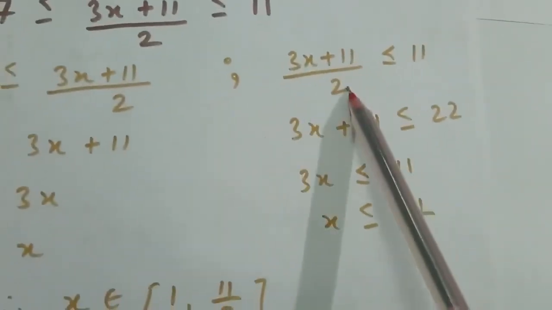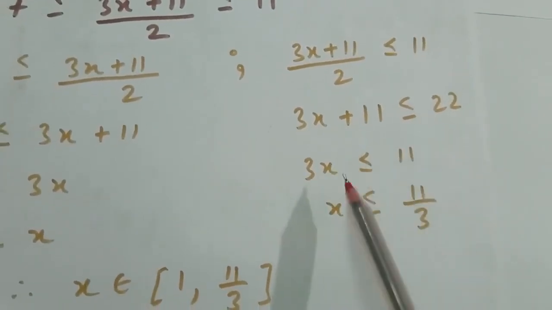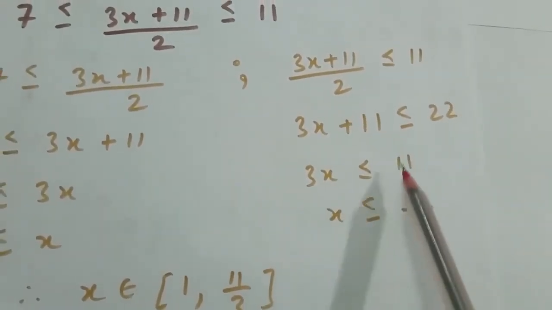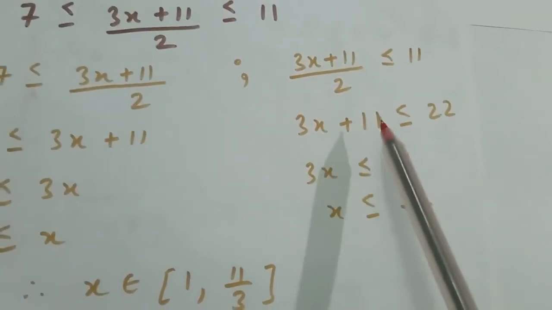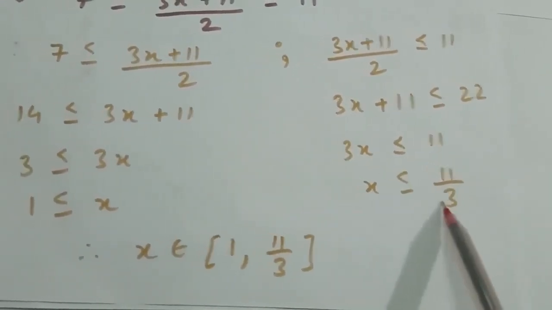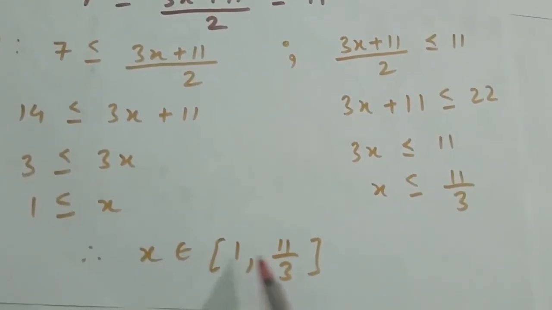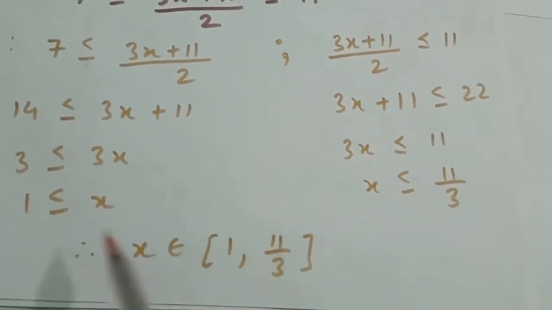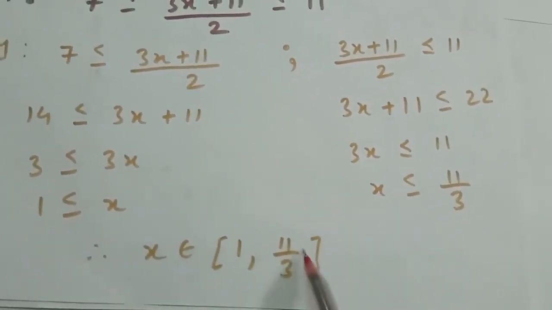Here multiply both sides by 2, then 3x ≤ 11 because we are subtracting both the sides by 11. Now divide by 3, x ≤ 11/3. So the range will be from 1 to 11/3, and because equality is there, so closed bracket will come.